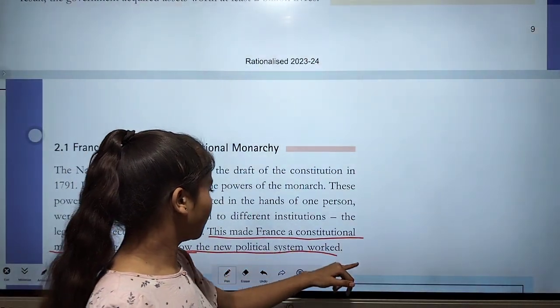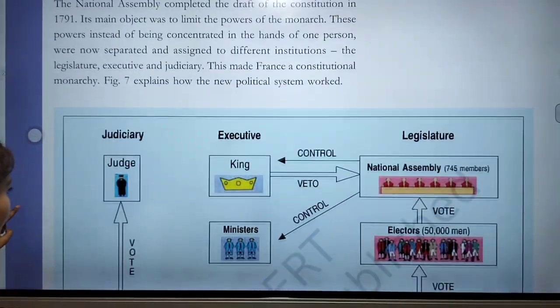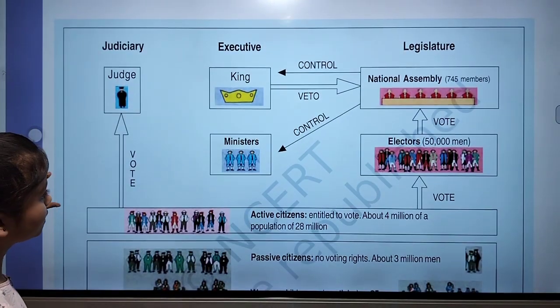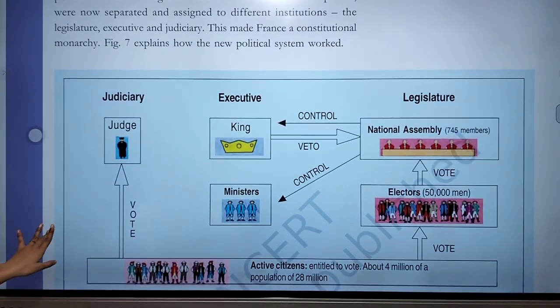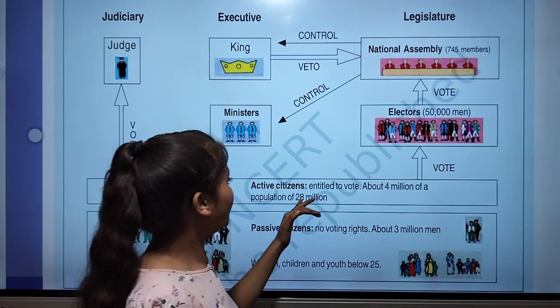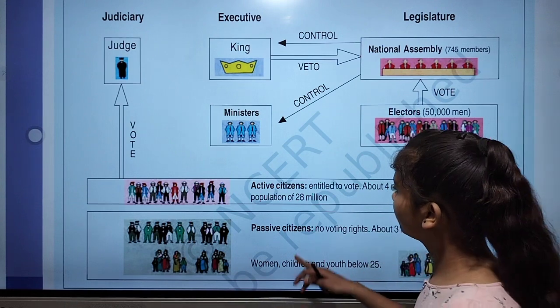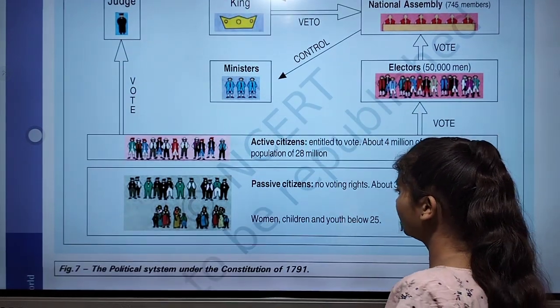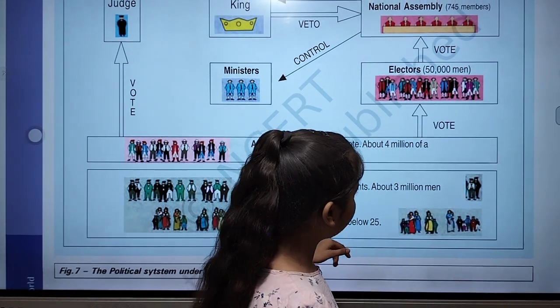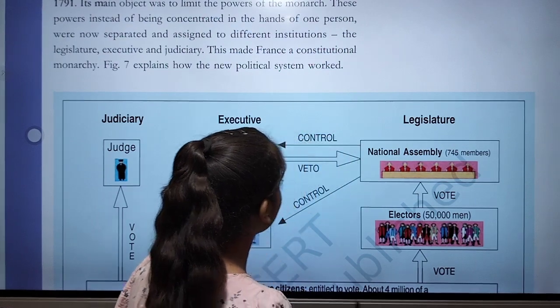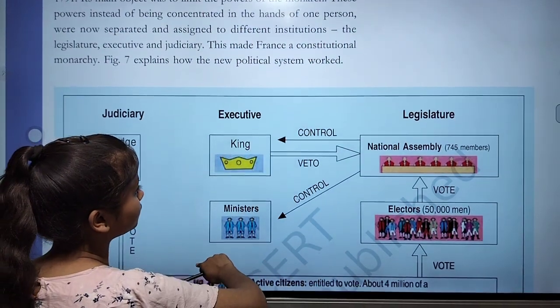The figure explains how the new political system worked. It means the Constitution of France. It includes the judiciary, active citizens who were elected to vote, about 4 million population, and the passive citizens with no voting rights, about 3 million, men and women below 25 years. Then vote, election, and then the National Assembly and ministers.